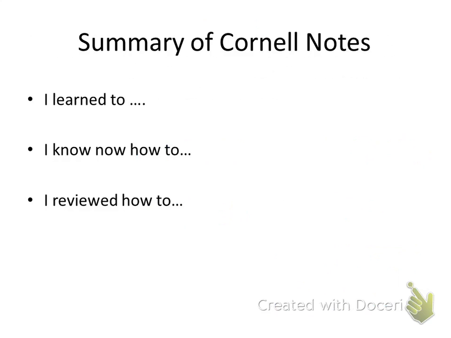Okay, so write in your notes a summary. I learned to subtract integers. I know how to add the opposite of a number. I reviewed how to evaluate with expressions. If you have questions, you can ask Mrs. McCowan in class.